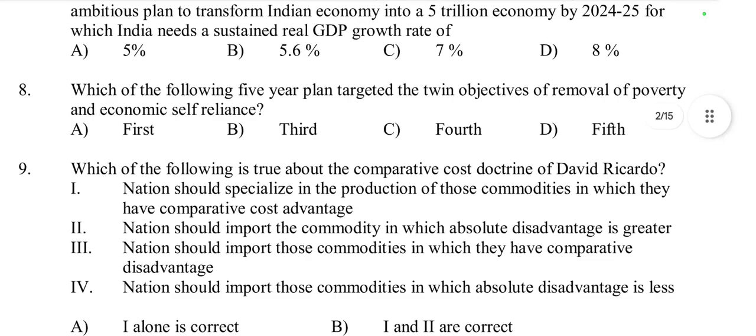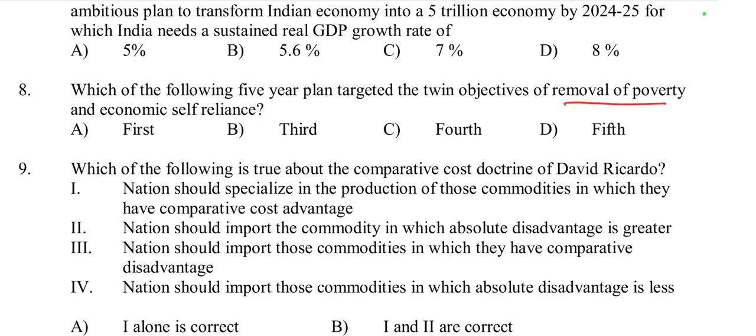Then question number 8. Which of the following 5-year plans targeted the twin objectives of removal of poverty and economic self-reliance? Removal of poverty and economic self-reliance. First, third, fourth, fifth.